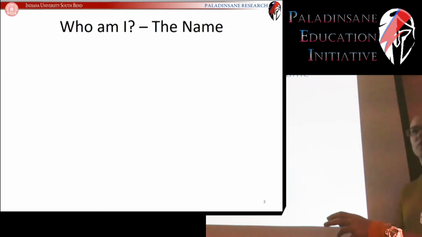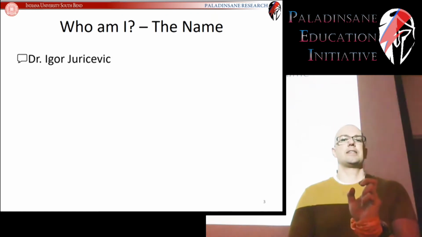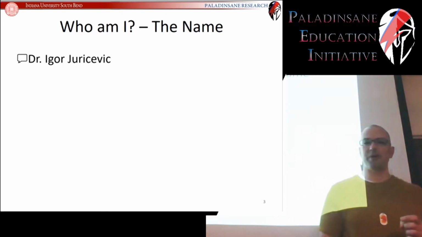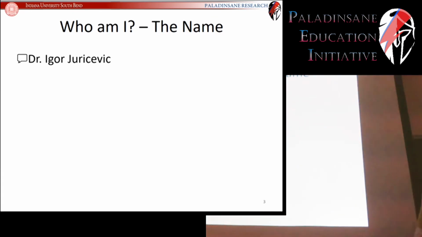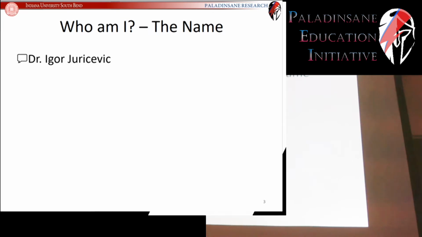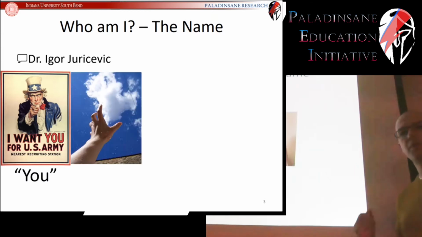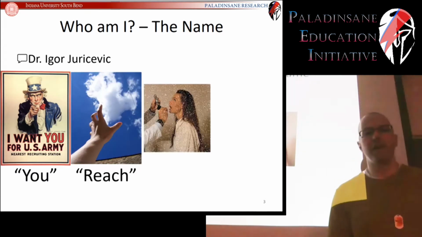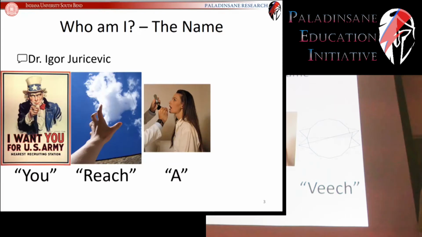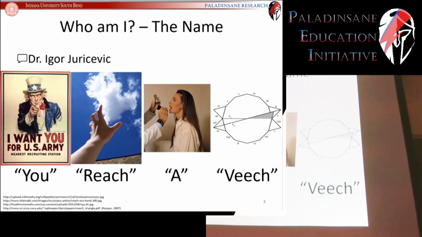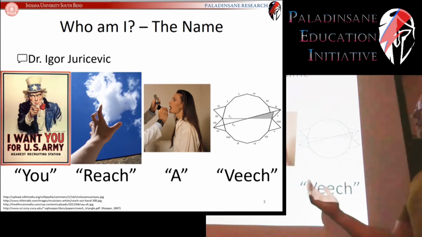All right, so let's start off with who I am. My name is Dr. Igor Yurichevich, and one of the hardest parts of this course is learning how to say that last name, so we'll get that over with right now. We'll break it down into parts, like I like to do with many complex topics. It starts off with a U, followed by a reach, then you open up and say ah, and finally it ends with a veach. And if there are any math specialists out there, this little gray triangle is a veach. So it's U reach, veach.